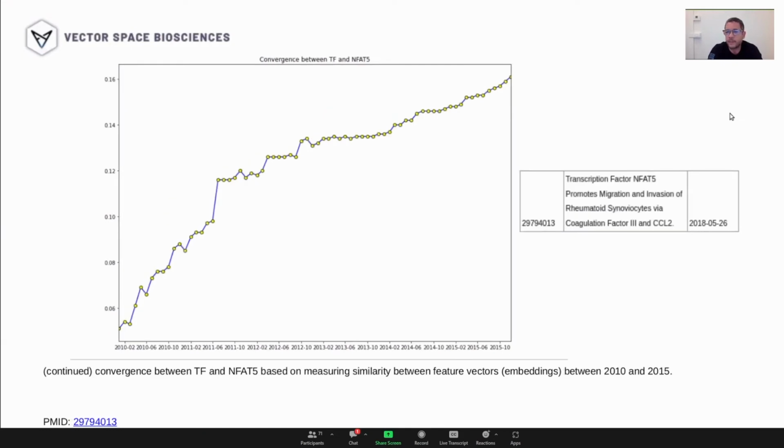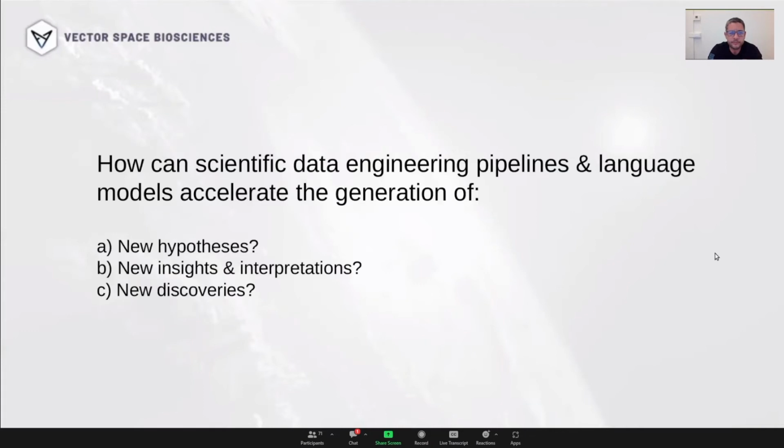And we have another example here of TF and NFAT5, measuring similarity between them, converging over the years 2010 to 2015, and finally with a published paper showing an explicit relationship in 2018. So again, a future prediction between two proteins.